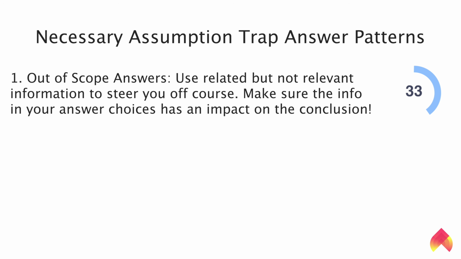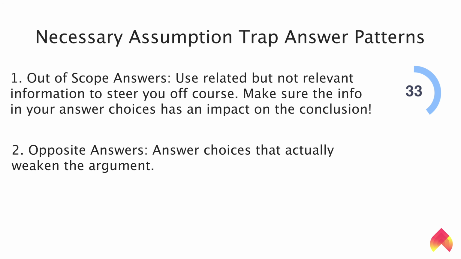Okay? What they're going to be trying to get you to do is bring in some related, but not relevant to the conclusion, information. Then you also have answer choices that do the opposite and would actually weaken your argument, make it less likely to be true. Remember that the assumption is an unstated premise by definition, so whatever answer choice you pick should inherently be lending support to your conclusion. These opposite weakening traps are going to be about 15% of the trap answers in necessary assumption questions.